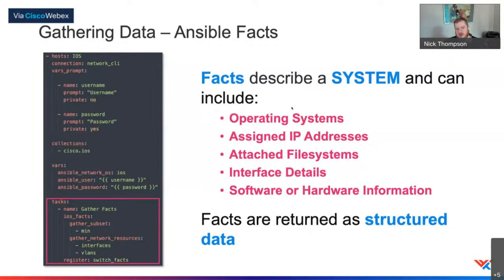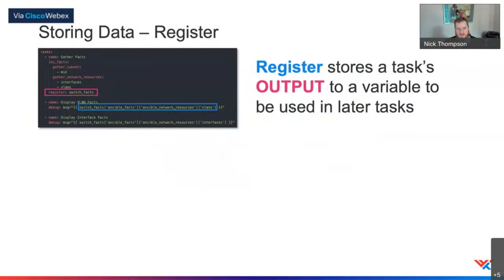But again, once you've collected the data, you generally want to do something with it, right? And this is where the register command comes in. How do I store data from a task so that I can reuse it at a later date? The concept of register, when I'm running a task, is going to take whatever the output is, whether it's a facts module or I'm using something else and capturing a show command. Being able to take that data and store it in a variable is done with the register command, and then I can use it in later tasks.